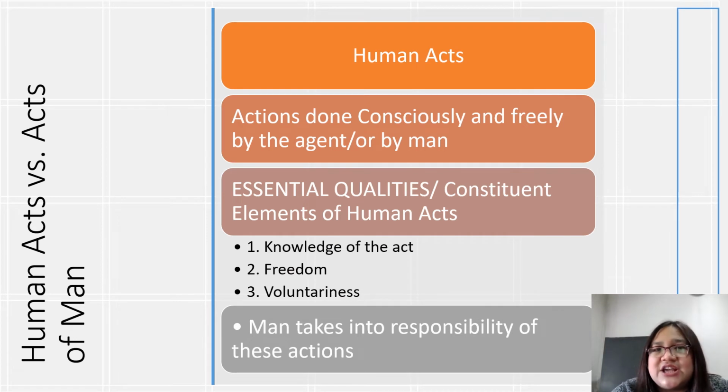Let us differentiate human acts versus acts of man. First, we have human acts. These are done consciously and freely. How do you know it is a human act? They know about the act. They are free to decide. They voluntarily decide or choose that. And they take responsibilities for their actions.